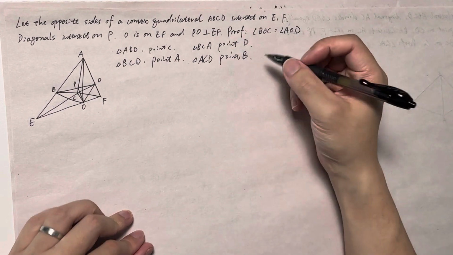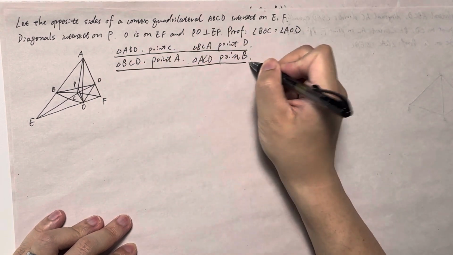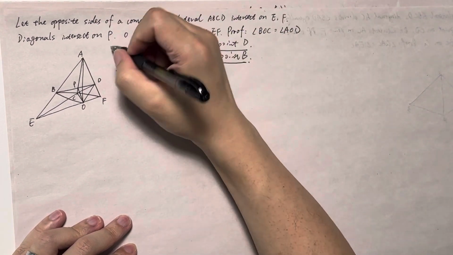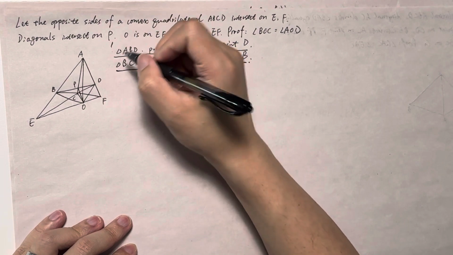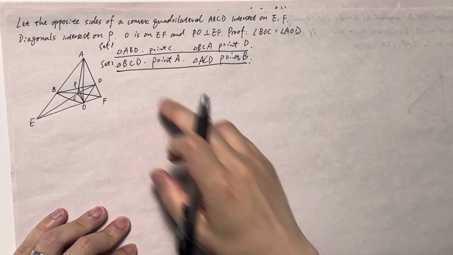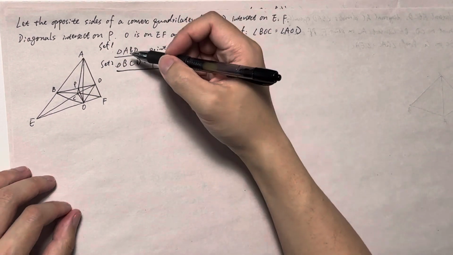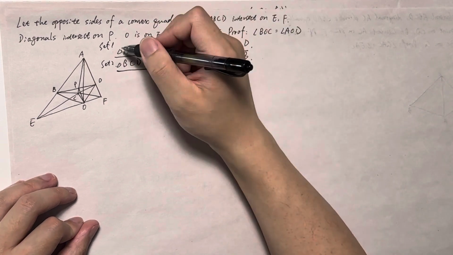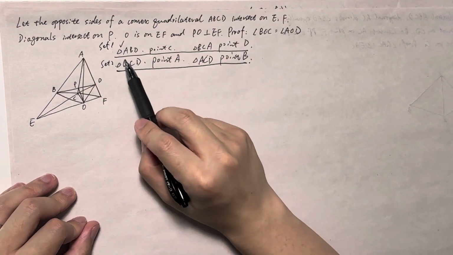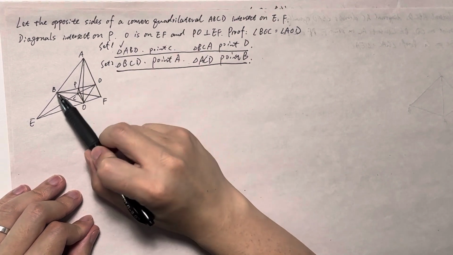In the end, we can prove that any two of these sets, let's call this the first set and this set 2, either set 1 or set 2 can solve the problem. But let's just pick one. Okay, let's choose this set, the triangle ABD and point C. So we have ABD here.